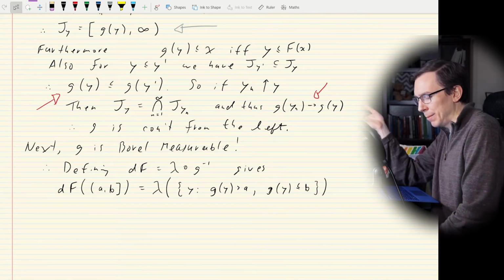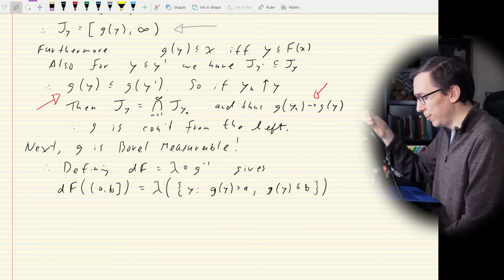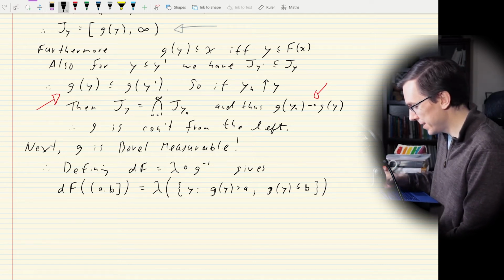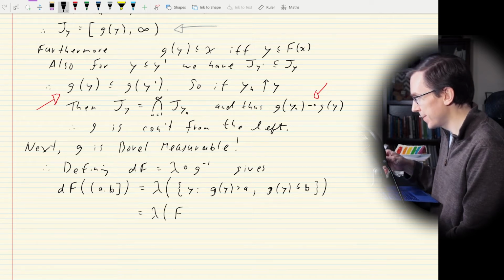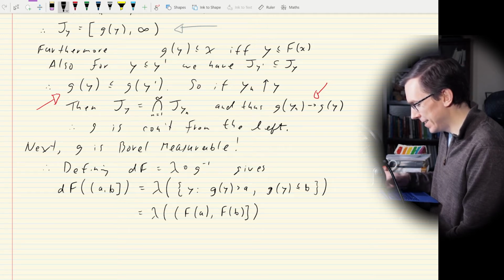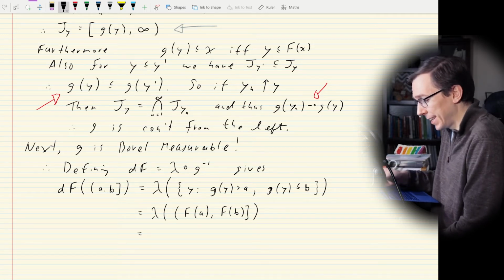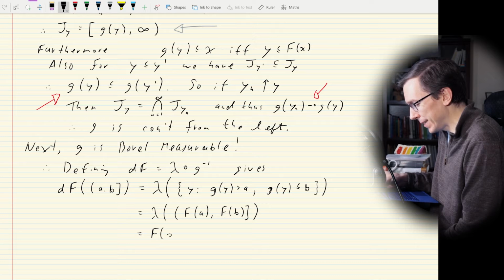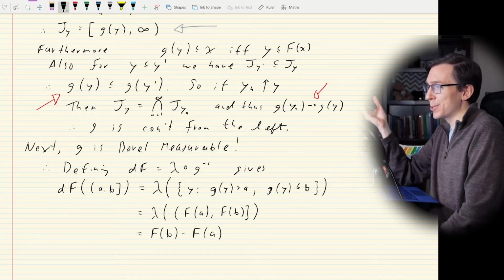Cool, so now we're taking the Lebesgue measure of this set. Well, what's that? If we look at this, this is going to be the Lebesgue measure of the half-open, half-closed interval (F(a), F(b)]. And the Lebesgue measure is just the length of that interval, which is F(b) minus F(a). Okay, cool, so we get what we want.